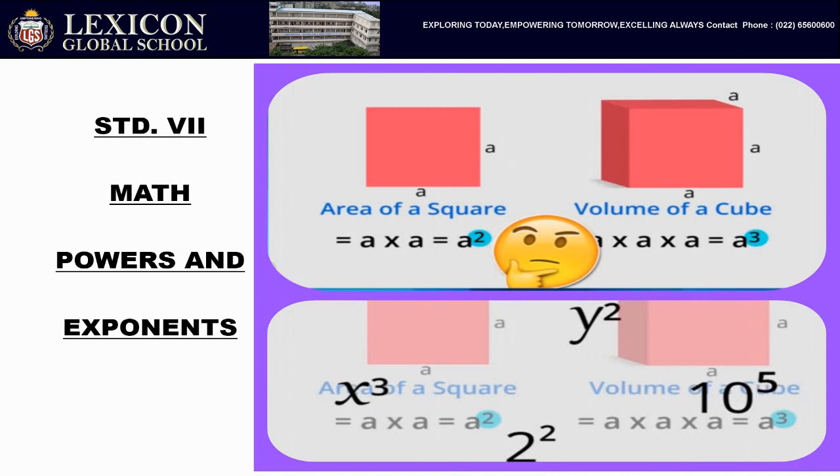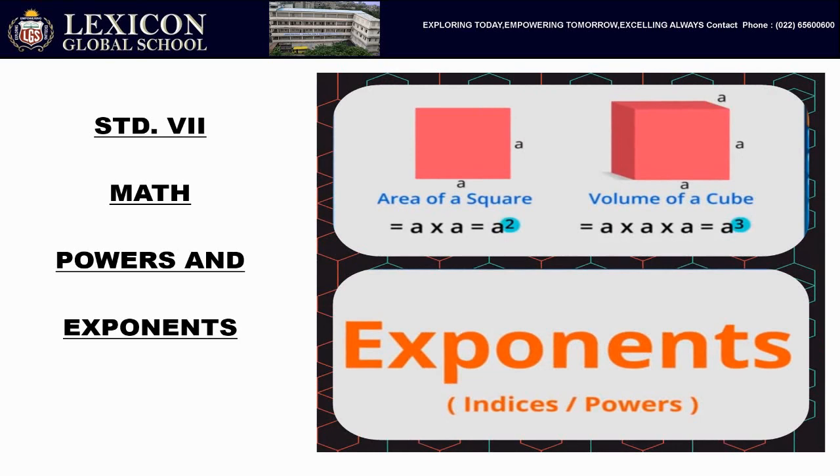Children, if you look carefully, there is a number at the upper right corner of A. What does that mean? We often come across this kind of numbers, y square, x cube, but have you ever thought what it indicates? Bravo, students, bravo. It's exponent. This is called exponents. So today we will learn about exponents.